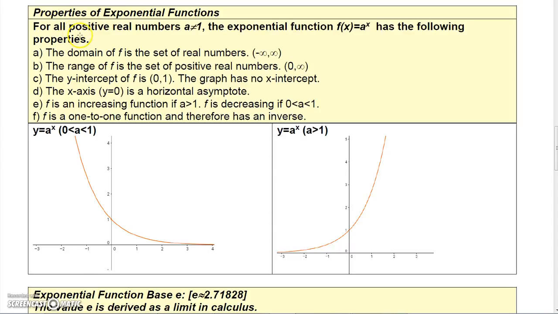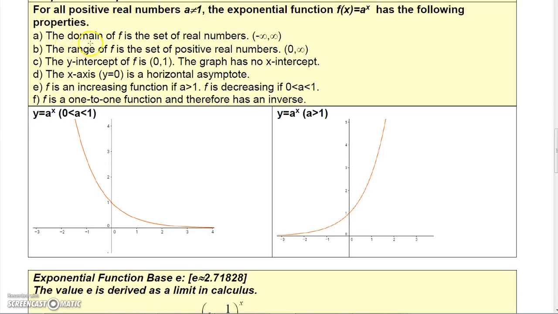The properties of these functions are pretty straightforward. The domain of these functions is all real numbers. So if you look at either graph here, I've got one graph where the base is between 0 and 1, and here the base is greater than 1. Well, for both of these, you can put in any x value for either function and get a corresponding y value. So the domain is all real numbers.